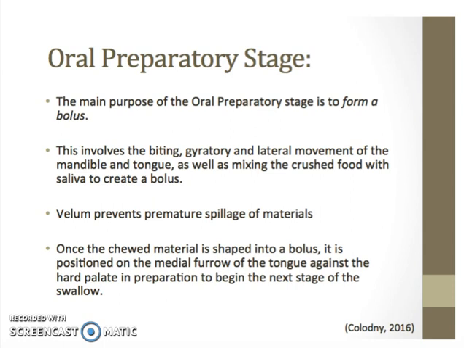The main purpose of the oral prep stage is to form a bolus. This includes the biting and gyratory and lateral movement of the mandible and tongue, as well as mixing the crushed food with saliva. Once the chewed material is shaped into a bolus, it is positioned on the medial furrow of the tongue against the hard palate in preparation to begin the next stage of the swallow.